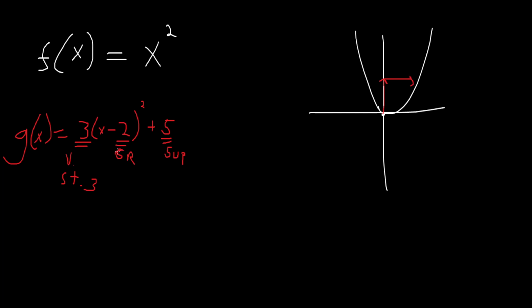I don't know why I wrote 5 to the right. That should say 2 to the right. My apologies. So we move 5 up and only 2 to the right. So we're right about here.